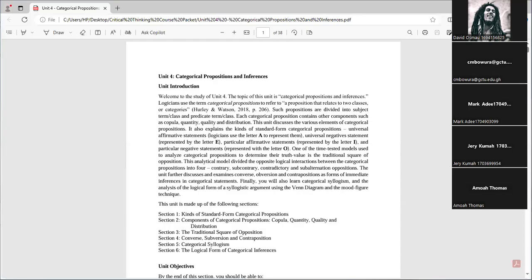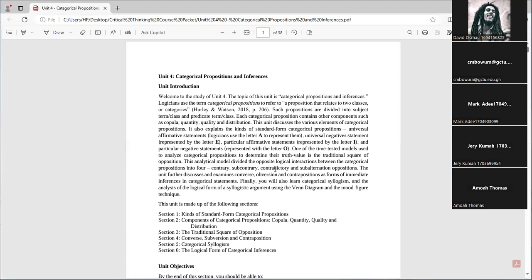It makes a relationship between two different classes. One class is students. The other class is clever people. So it's making a relationship between the class of students and the class of intelligent or clever people. That is the nature of a categorical proposition.